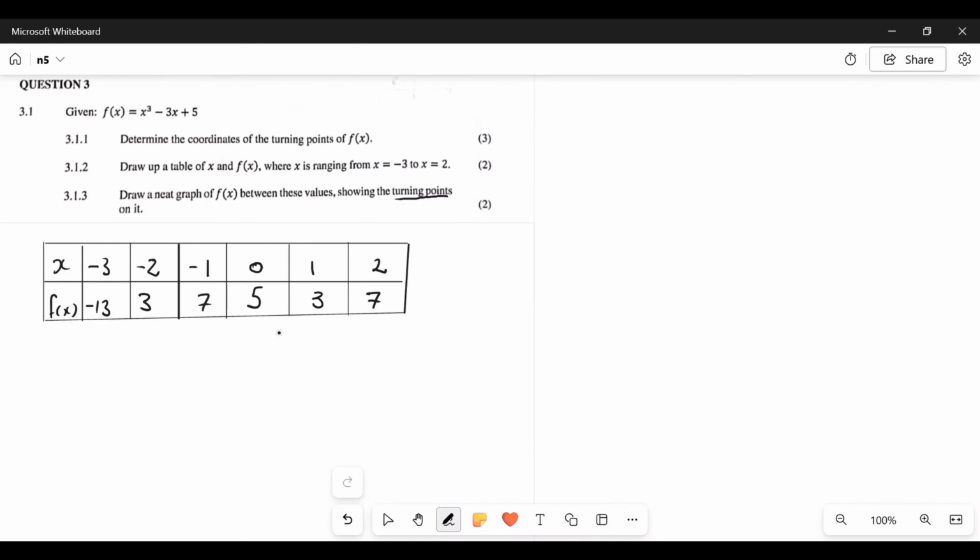So let's draw our graph. I'm going to draw the graph on the right hand side here. Let me first draw the Cartesian plane.